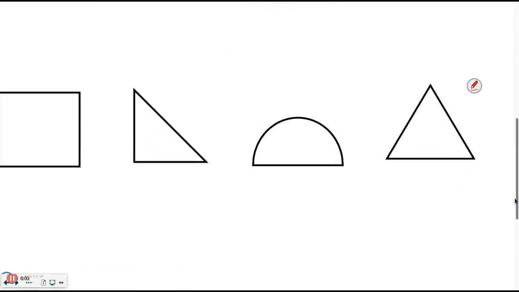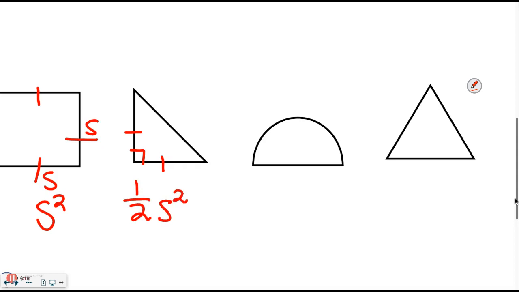But remember for the square, the sides are the same. So the area of a face is just side squared. For an isosceles right triangle, it's half of a square. So we just do half of a side squared for the area of a face. Now, for the semicircle, we would do 1/2 of pi times the radius squared. And we'll talk about that on the next page.